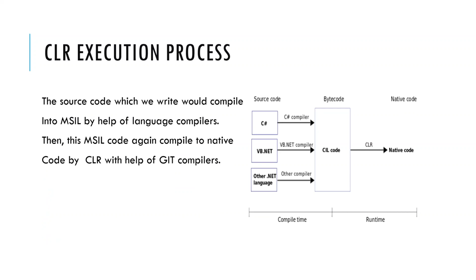What is the common language runtime execution process? If you develop any application targeting the .NET Framework, first it compiles our source code into MSIL code with the help of a language compiler. Once the MSIL code is generated, the CLR will take that MSIL code and compile it into operating system native code with the help of JIT compilers.